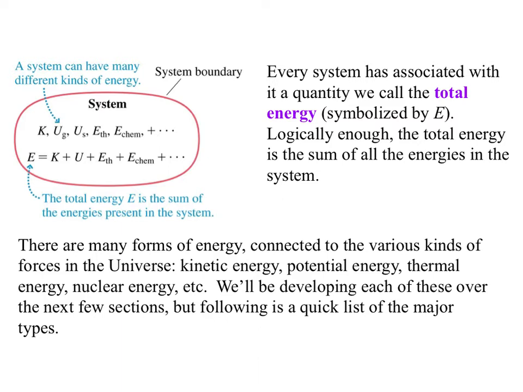There are many forms of energy connected to the various kinds of forces in the universe. There are things we call kinetic energy and potential energy, thermal energy and nuclear energy, and so on. We'll be developing each of these over the next few sections, but following is a quick list of the major types. Just like with forces, we're going to now develop the big book of energies, a list of the types of energies you might run into.